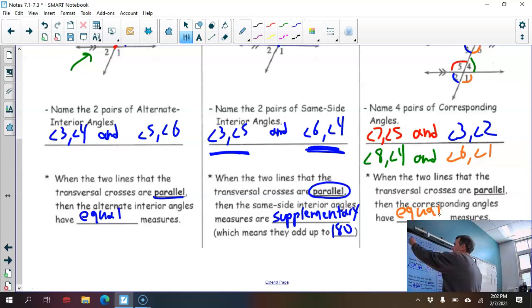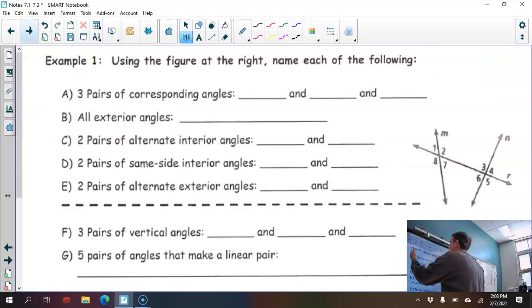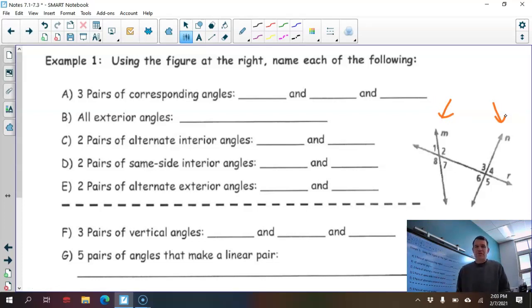Let's practice those just a little bit. All right, so example 1 says, using the figure at the right, name each of the following. Notice, by the way, that these two lines, M and N, are not parallel. So these pairs of angles still exist, even if the lines are not parallel. We just don't know anything about their angle measures if the lines are not parallel. All right, so corresponding angles.